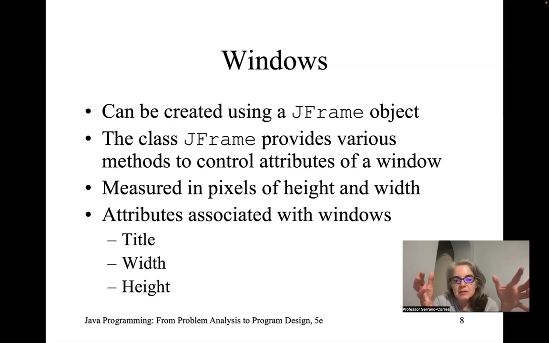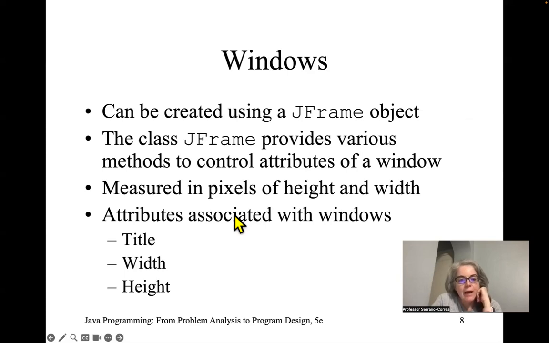So JFrame, this class, it keeps all the things of how to draw the window under the hood. You don't know how that's happening. All you need to do is give it the title, the width, and the height, and boom, it creates it for you. It does all the hard work for you. So those are the attributes of the window.